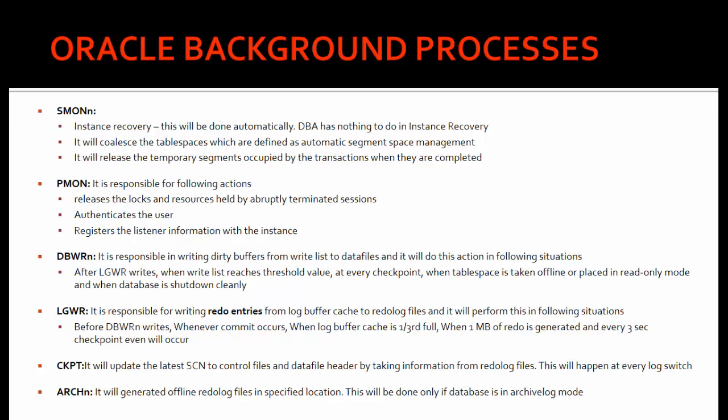Next is archiver process. When we say ARCHn, N means we can have multiple processes. The same way we can see that DB writer has DBWRn, and also we can have multiple SMONn processes. The archiver process is nothing but it will generate the offline redo log files in separate location. This will be done only if database is in archive log mode. Do not worry, we'll understand about archive log files in some time. For now, just understand that archiver process is the one which is responsible to create the archive log files inside the database.